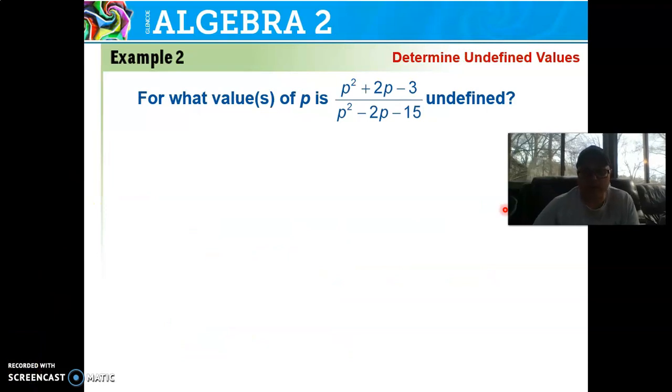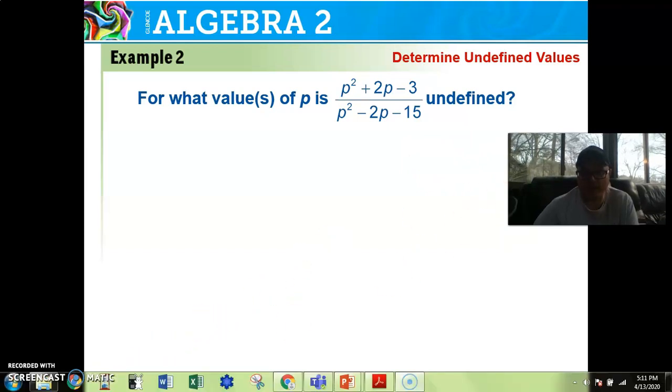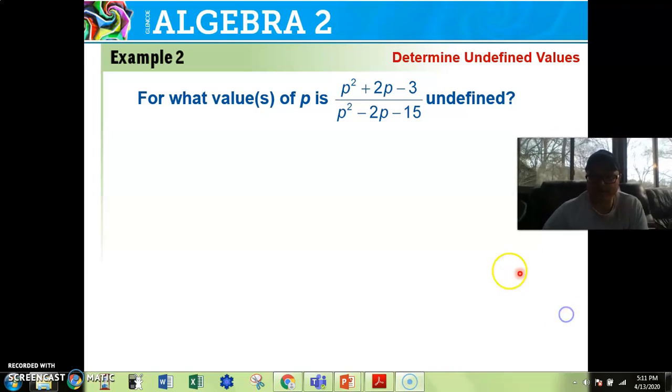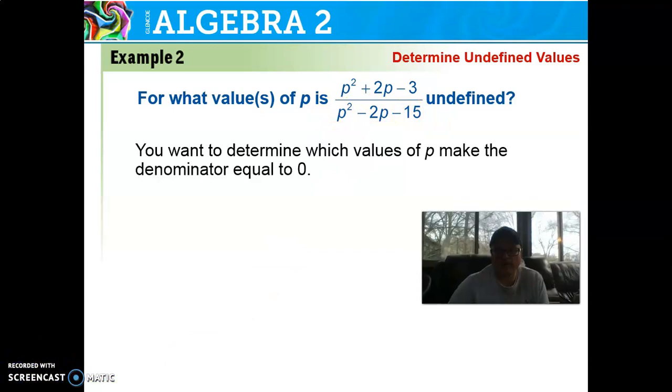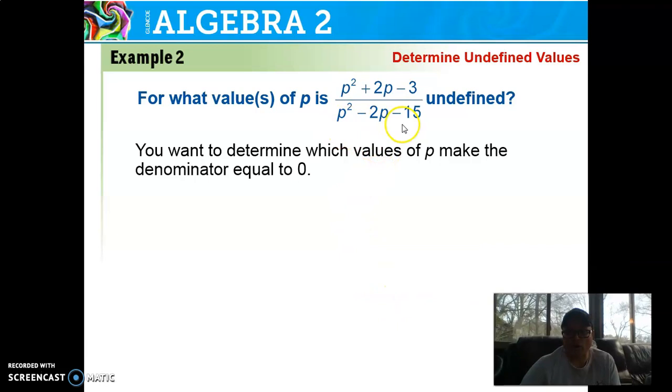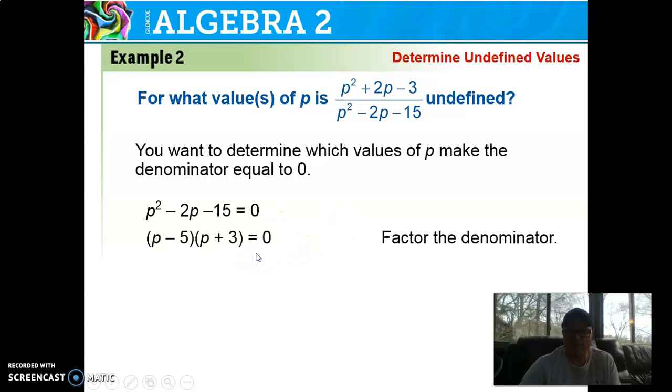Okay, next example, we want to know for what values of p is this expression undefined. And we want to know when something is undefined, we need to figure out where it is that the denominator is equal to 0. So we want to determine the values of p that make the denominator equal 0. That's what's on the bottom. So we set the denominator equal to 0.